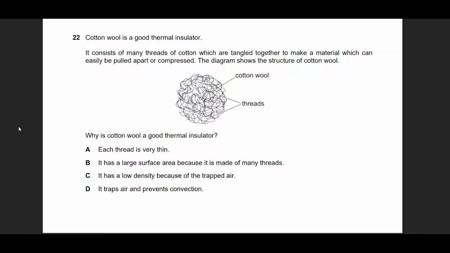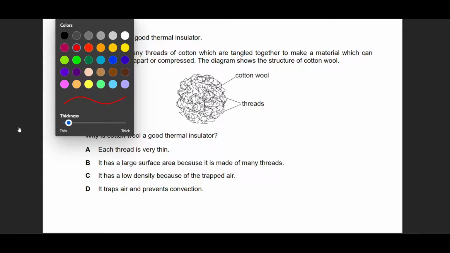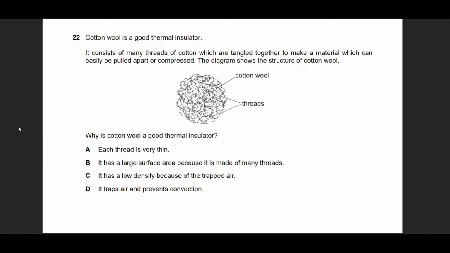Question number 22 is again asked from memory, which students generally forget, because this question is not repeated as much as the other ones. It says cotton wool is a good thermal insulator. Okay, fine. It contains threads that are tangled together. This is just extra information. He doesn't want anything to do with it. This has nothing to do with the question. The diagram shows the structure of the cotton wool.